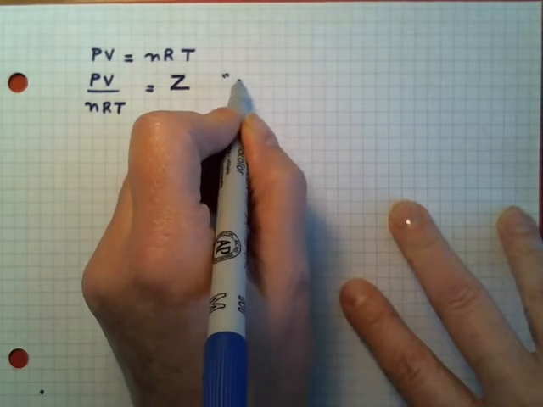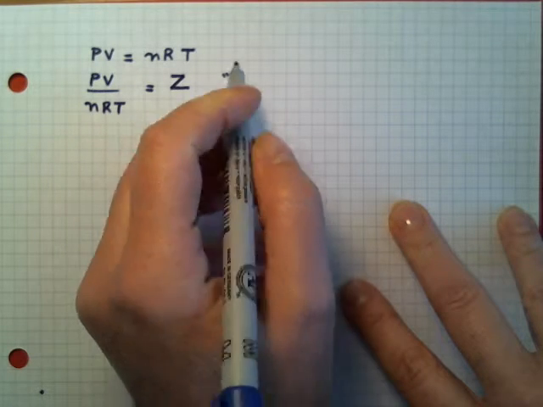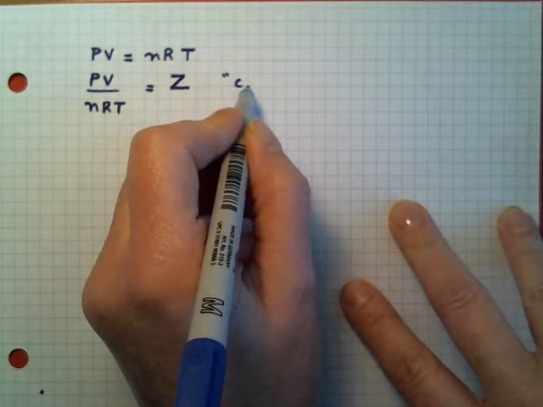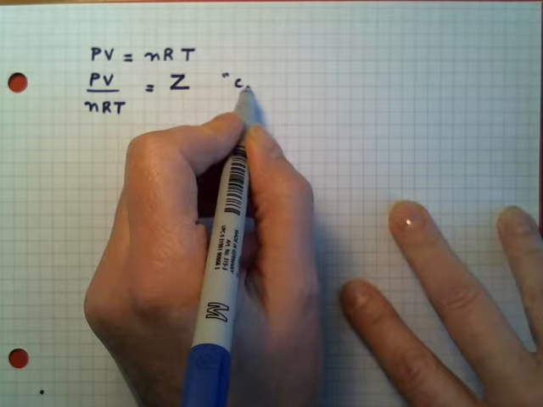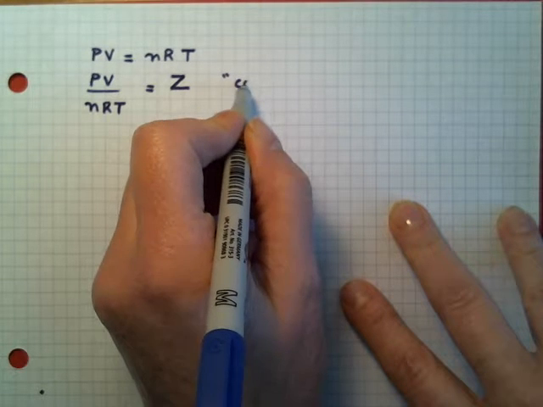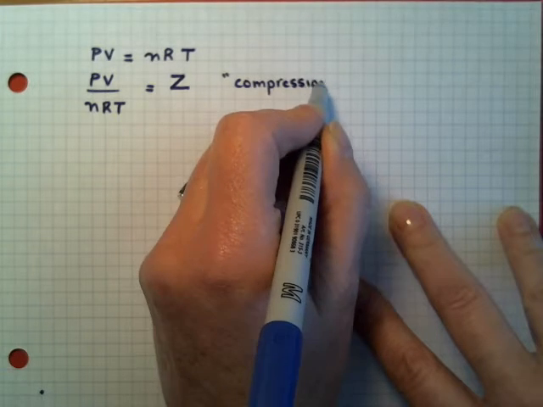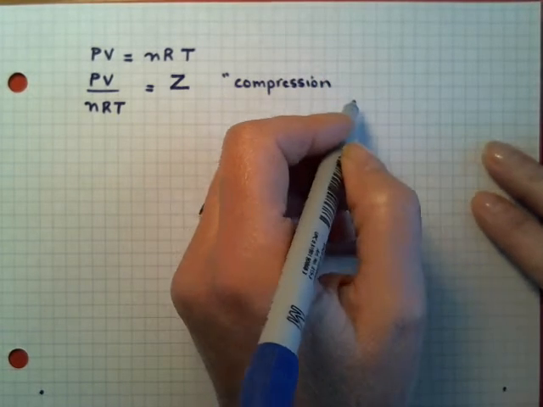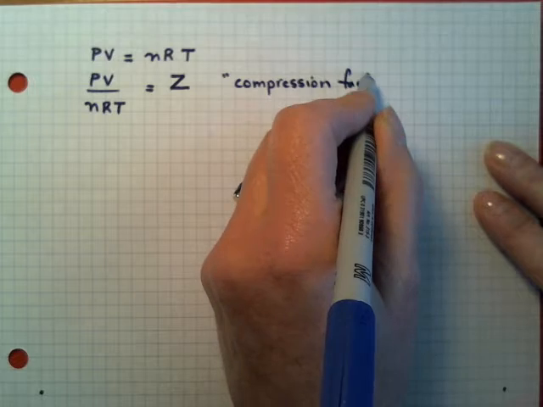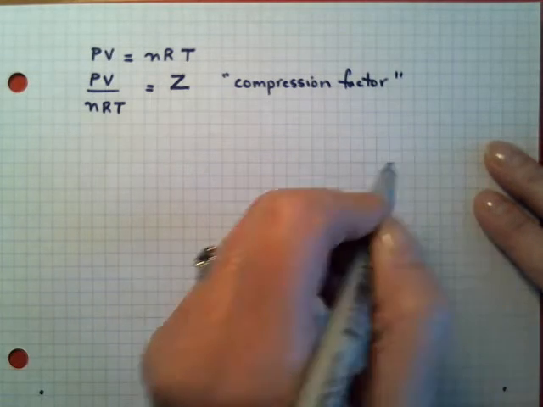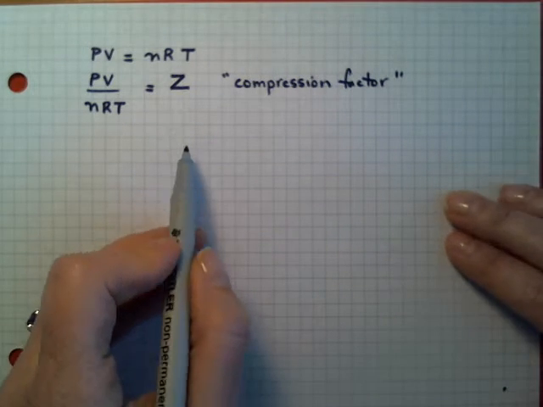And Z has a name. This is capital Z, not small z, which is collision frequency, but this is the compression factor. And it's a capital Z.